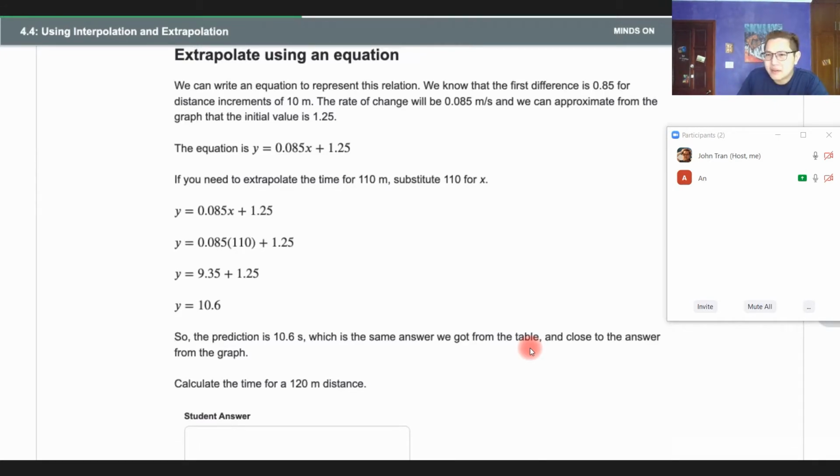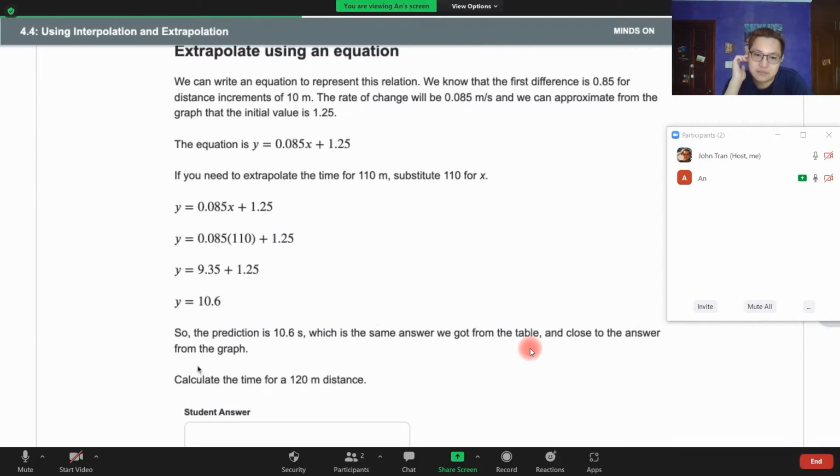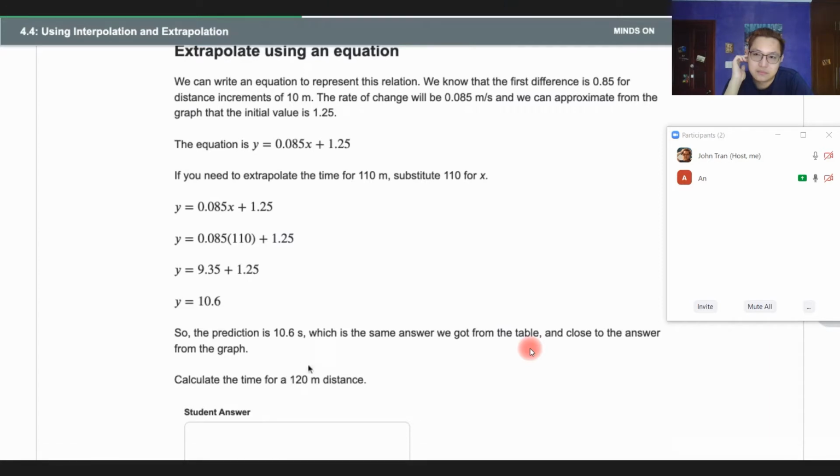It doesn't matter which way you use, but it must arrive at the right answer. The prediction is 10.6 seconds, which is the same answer we got from the table, and closer than the answer from the graph. Now calculate the time for 120 meters.